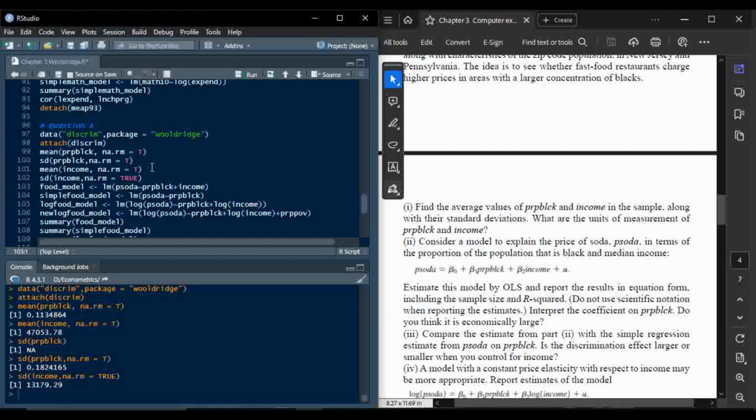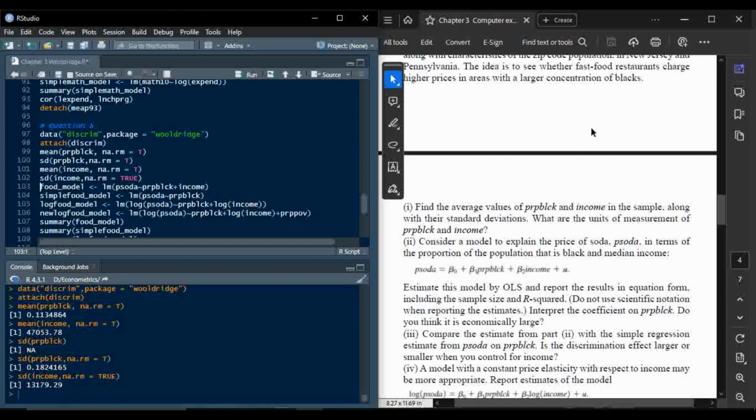The average of proportion black is 0.113 with standard deviation of 0.18, and the average of income is $47,053 with the standard deviation of 13,179. And what are the units of measurement? It is evident that proportion black is a proportion and that income is being measured in dollars.